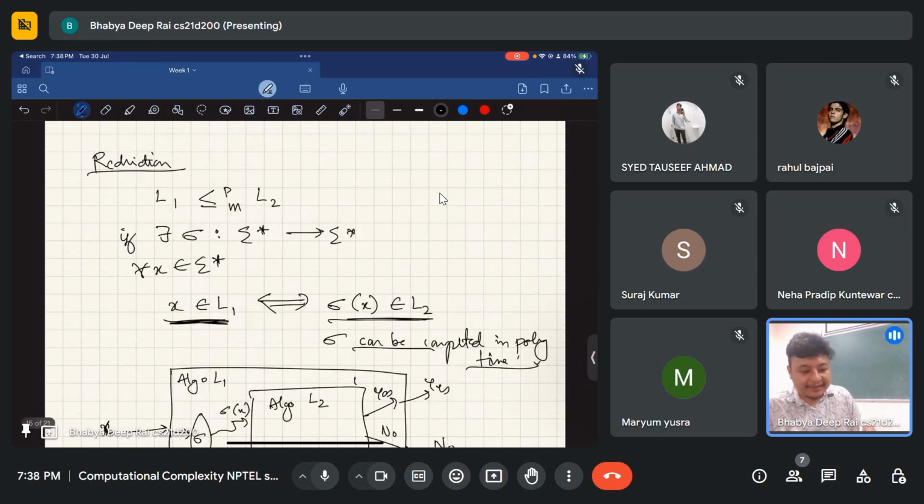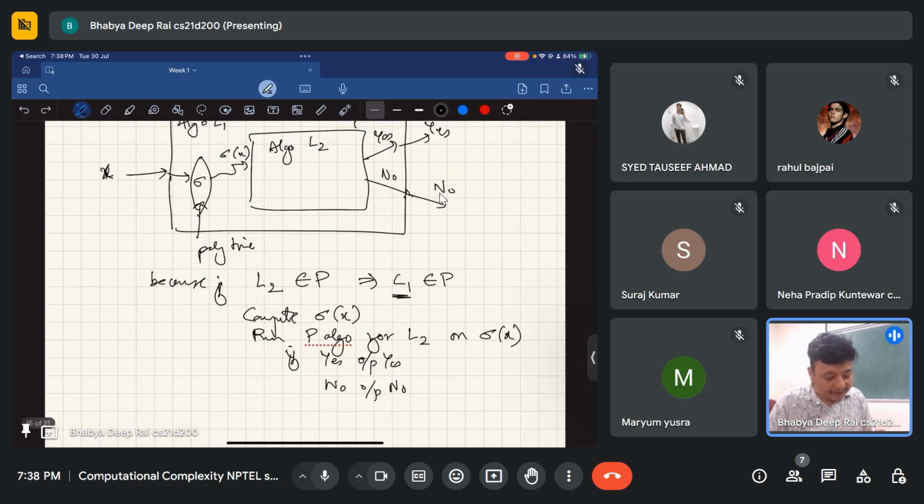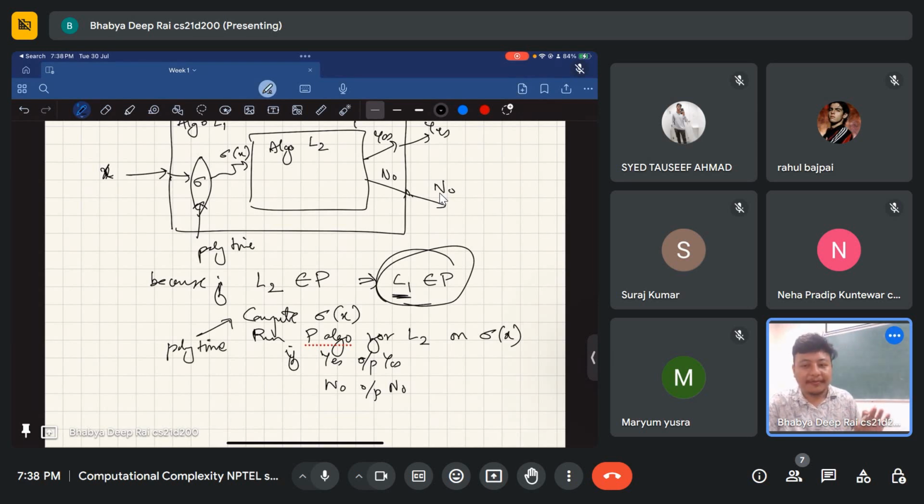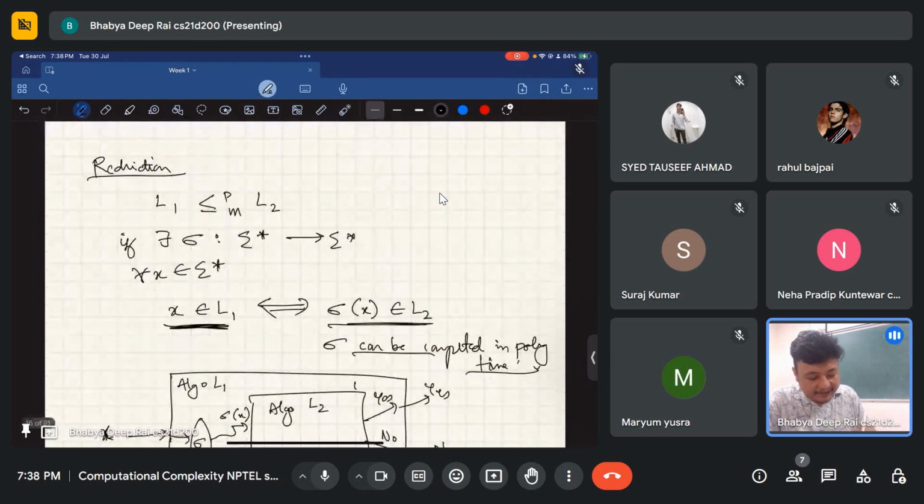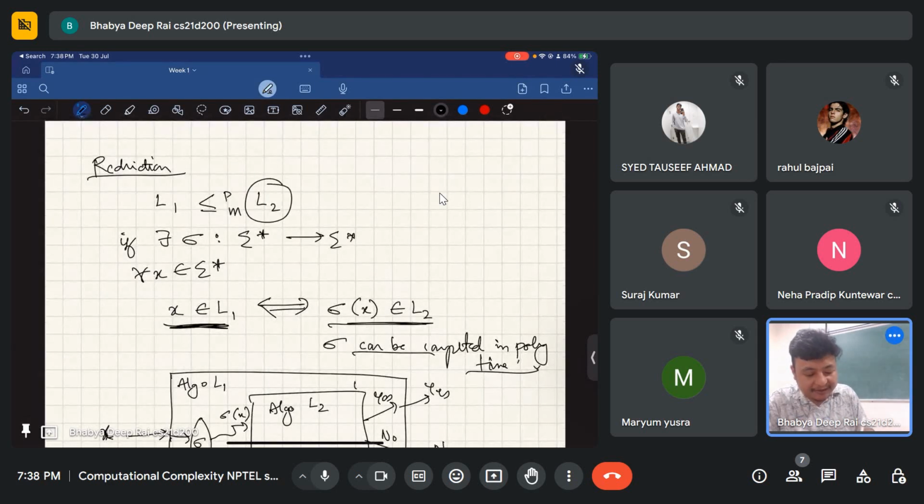So you can see that on solving L2, I can always get L1, and it is important because I'm coming up with a polynomial time algorithm for L2. It is important that this should be done in polynomial time. Sigma should be computable in polynomial time. Since if I can solve L2, then I can solve L1. But it is not sure whether if I can solve L1, then I can solve L2. It is not two ways. It's not a symmetric relation.